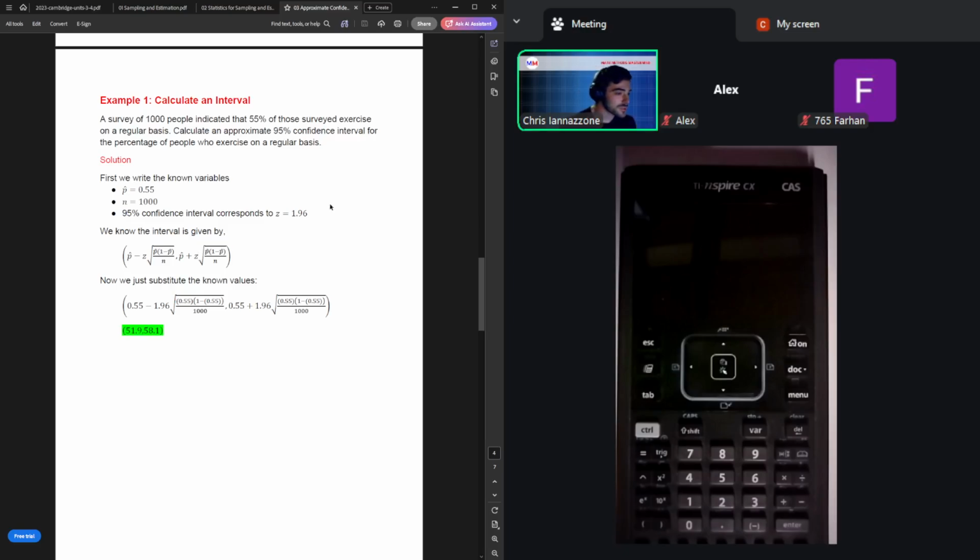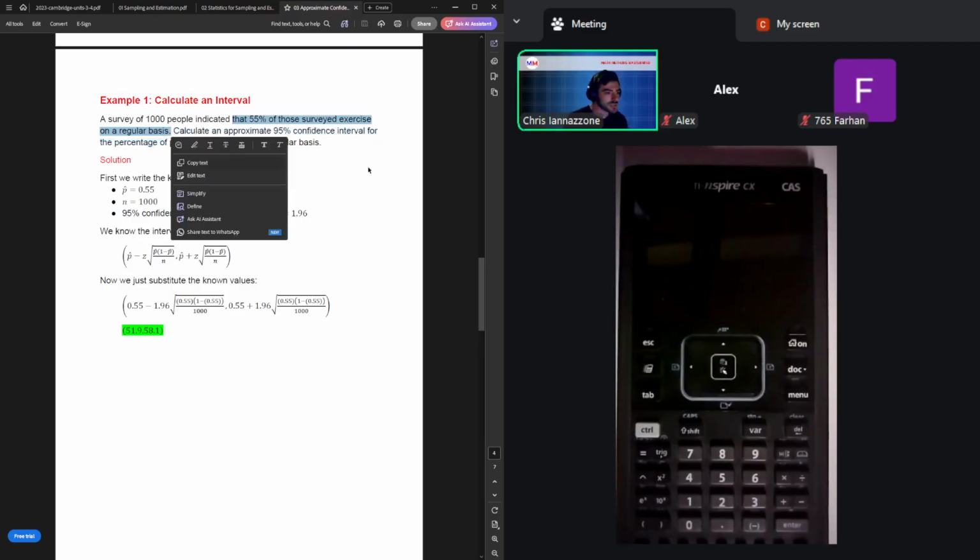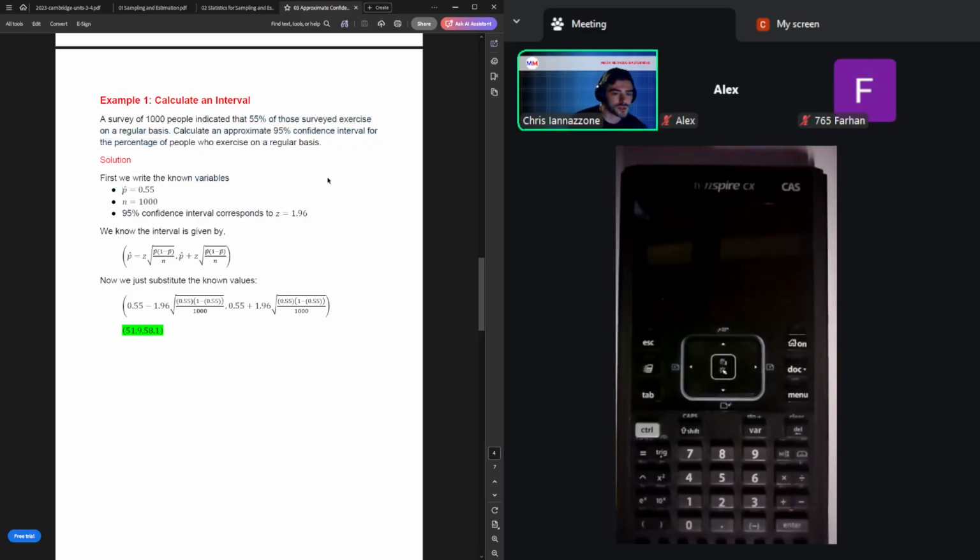And so if you're doing this tech-free, all you need is p hat, Z, and n. Z is a given already as 2. P hat you'll calculate maybe, or just read it off the question, and n is always going to be the sample size. So in this case, n is 1,000 because the survey was 1,000 people. 55% of those exercise on a regular basis, so your p hat is 0.55. It's always proportional, not an x value specifically.